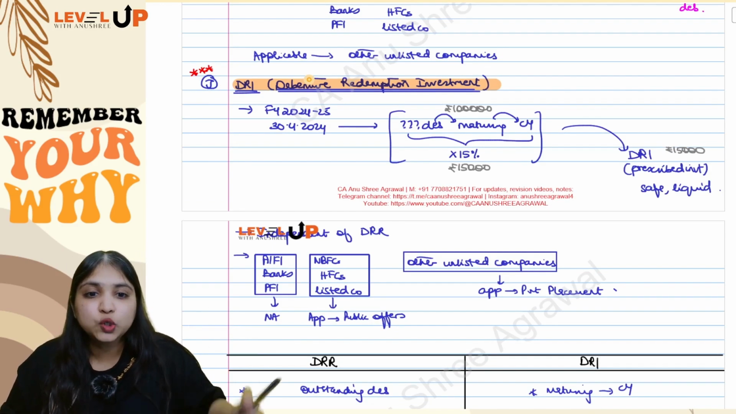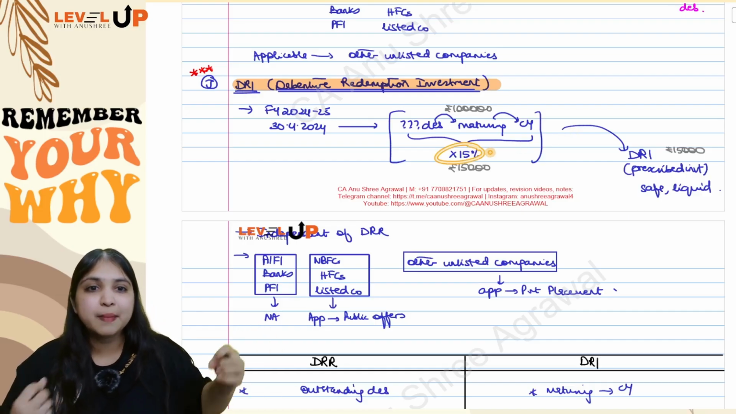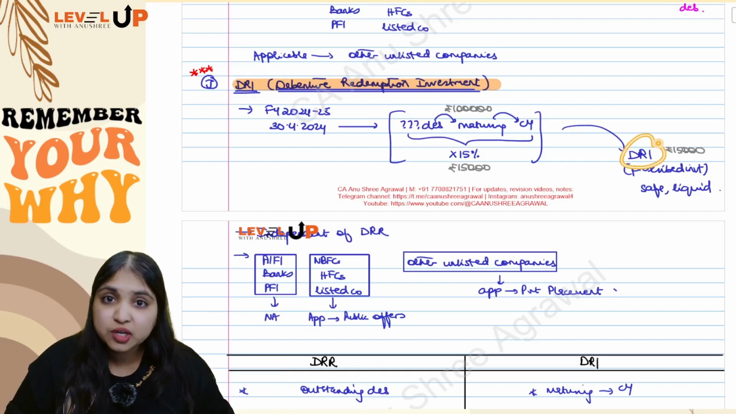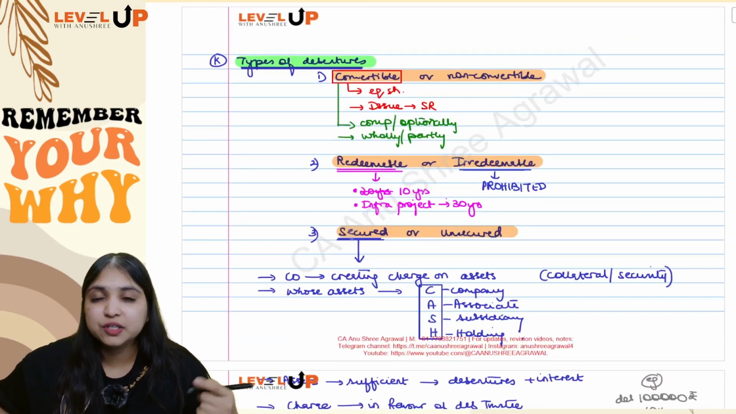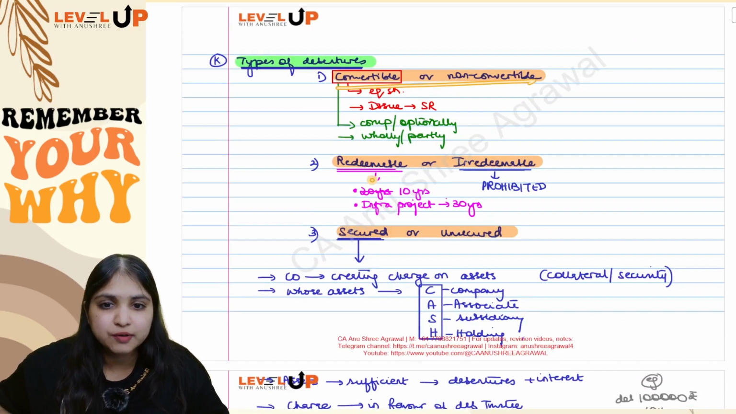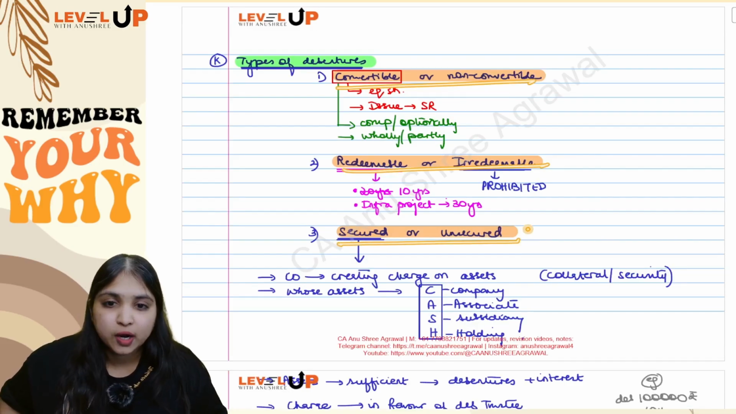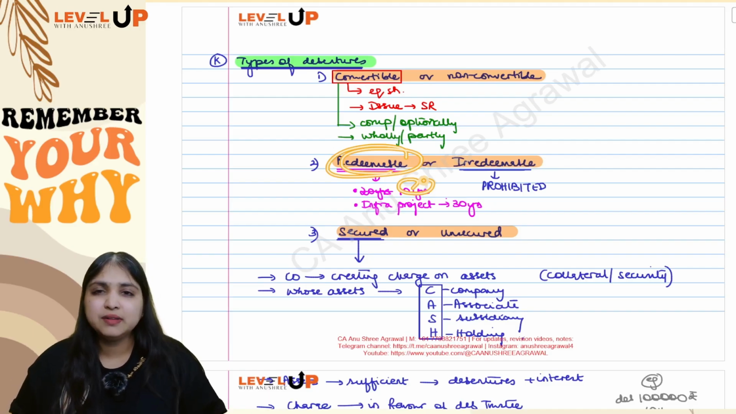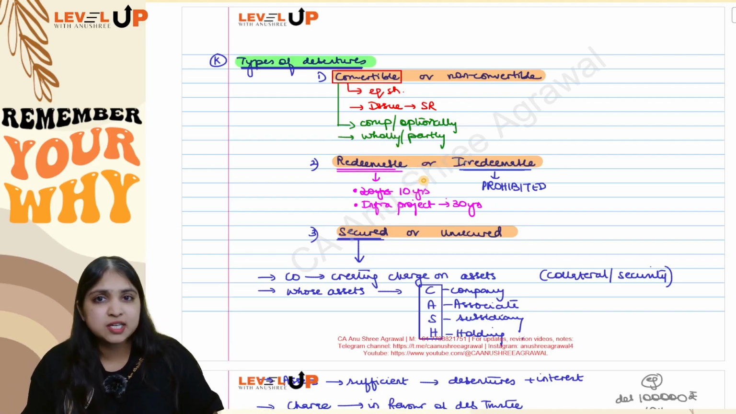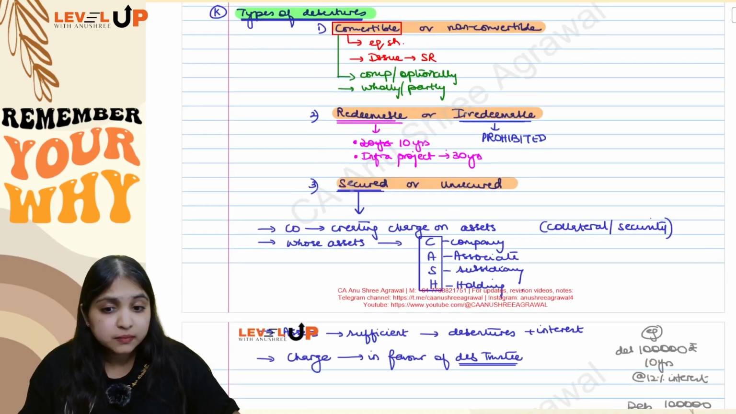That much amount into 15%, the company has to take from the bank account and put into debenture redemption investment. So here we said that there will be an outflow. Then we learnt about the different types of debentures: convertible, non-convertible, redeemable, irredeemable, secured, unsecured. Redeemable debentures have to be redeemed within 10 years, but if the money is raised for infrastructure projects, they will be redeemed within 30 years.